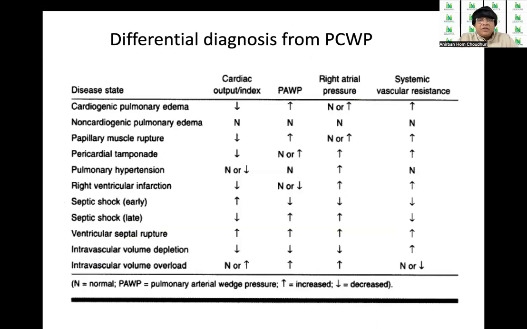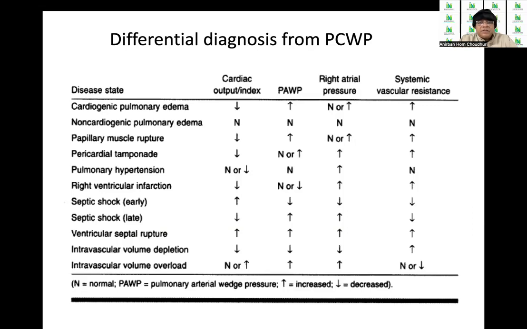Now the differential diagnosis from the various readings of the pulmonary capillary wedge pressure: you see that if the cardiac output is reduced, the wedge pressure is high, the right atrial pressure is normal or increased, and the SVR is high, that indicates cardiogenic pulmonary edema. If the cardiac output is normal, wedge pressure is normal, and everything is normal, but still there is edema, then it is indicative of non-cardiogenic pulmonary edema.